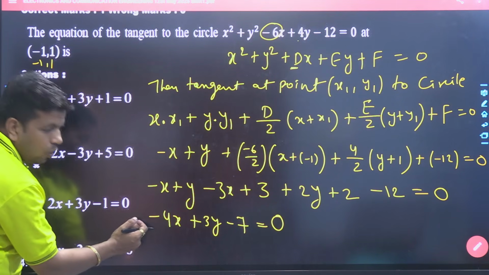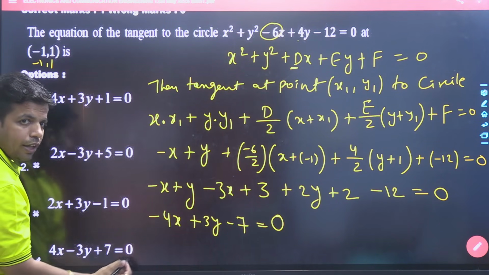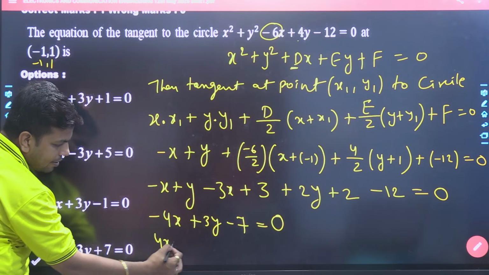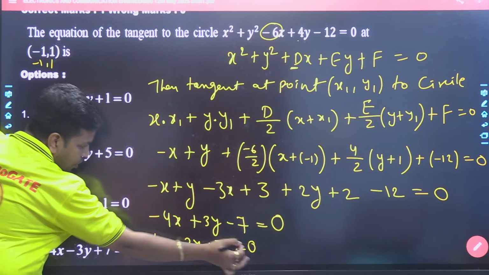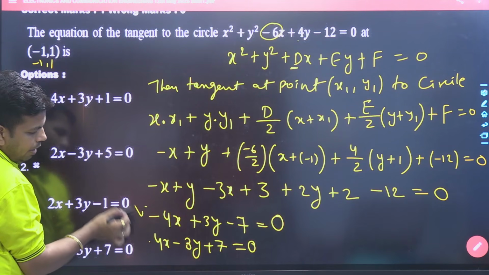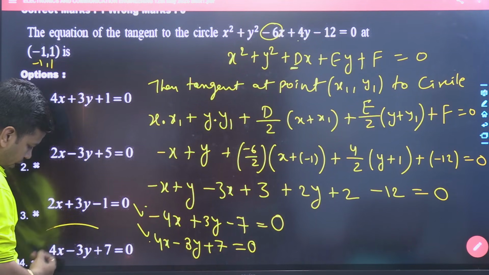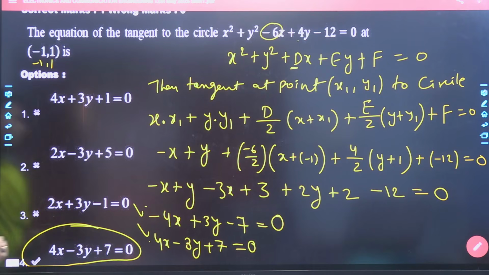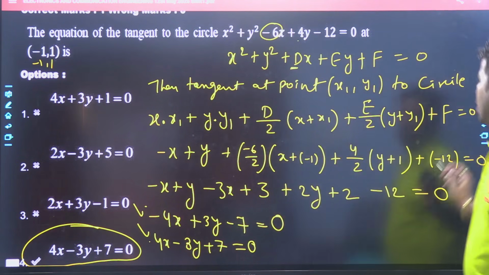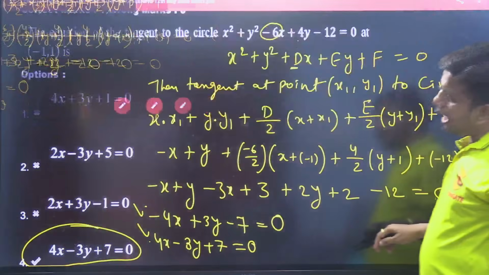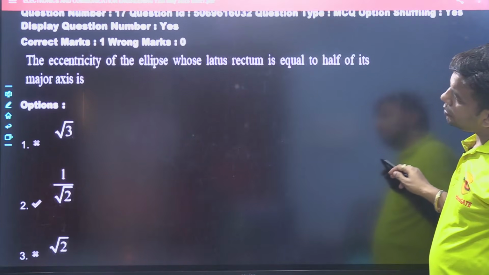If we multiply the whole equation by minus 1, we get 4x minus 3y plus 7 equals to 0. So either this or that, they both represent the same equation. We can go with answer number 4. So the fourth one, the last one, is your answer. Got it? The fourth one, the last one, is your answer.